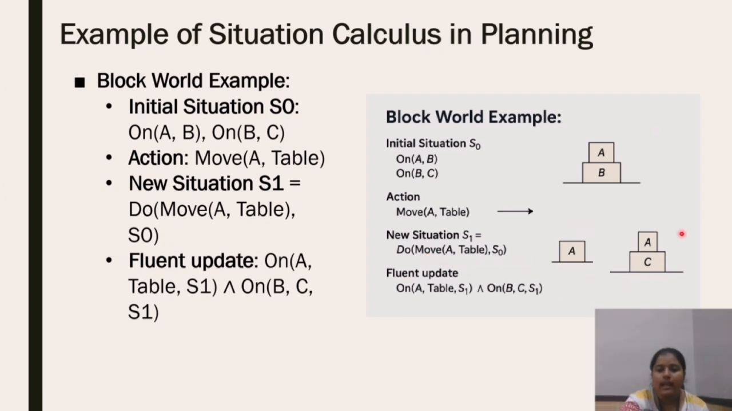So this is another situation, and this is another. And lastly, we have the fluent update. We are applying the condition on A table and B table. That is why we are representing both, as the condition given is "and". So we have this over here and this over here.